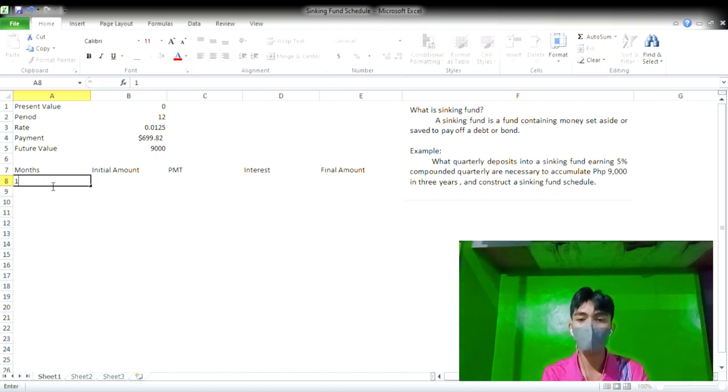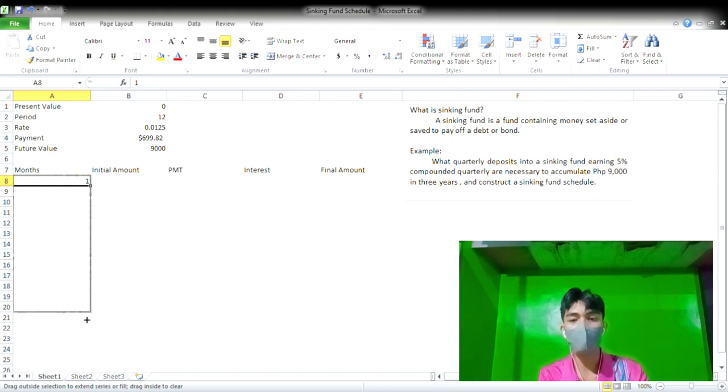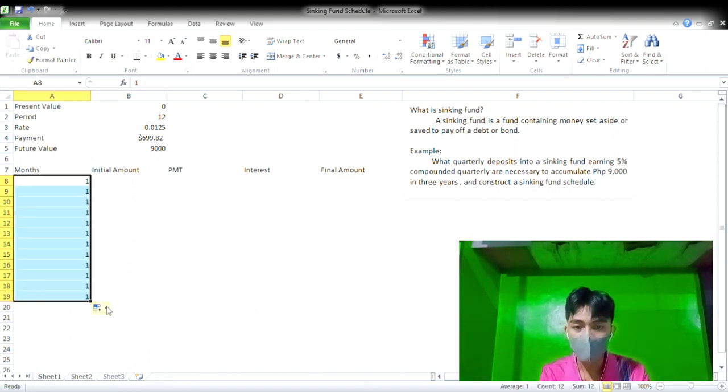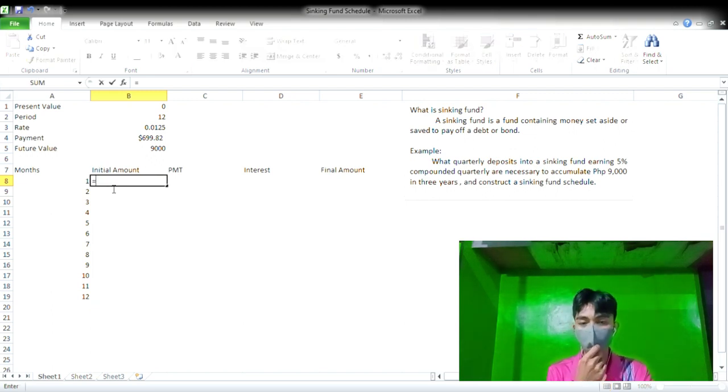And the number of periods we have is 12 periods. So 1, drag this down to 12, fill series. Alright, so that is 12 periods. And our initial amount we have equal sign, the initial amount or the present value is 0.